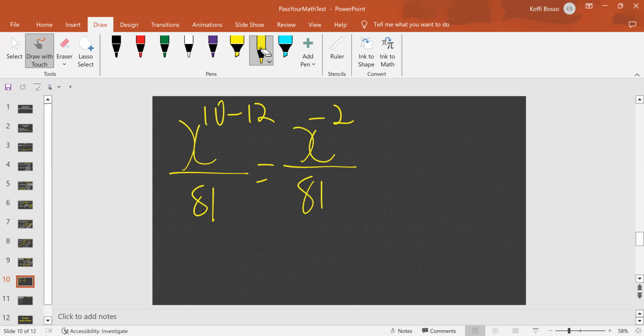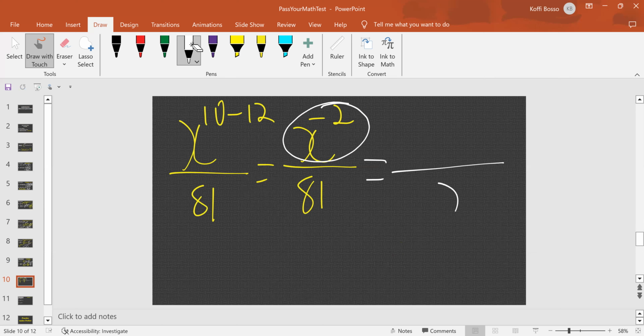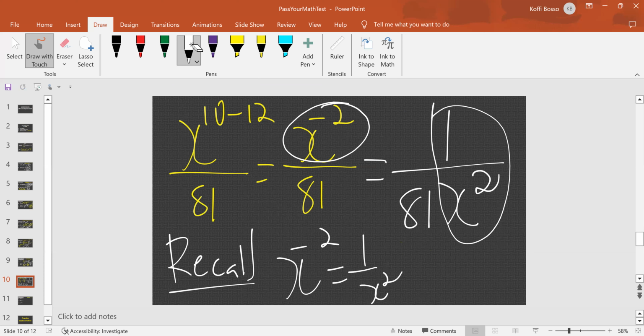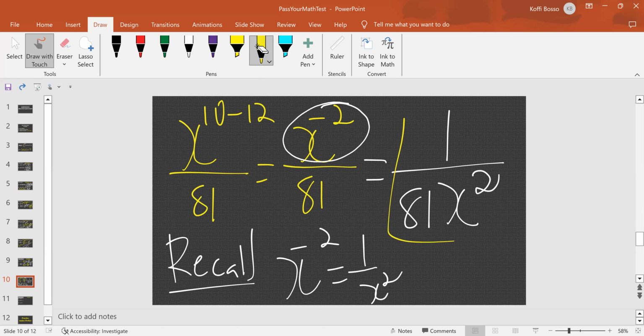So what we'll do is flip it. This x raised to negative 2 comes to the denominator to become x squared. The 81 stays 81, but on top we have 1. So recall, this x raised to negative 2 is 1 divided by x squared, which is what we have here. But the 81 was in the denominator before. So therefore, this is our final answer.